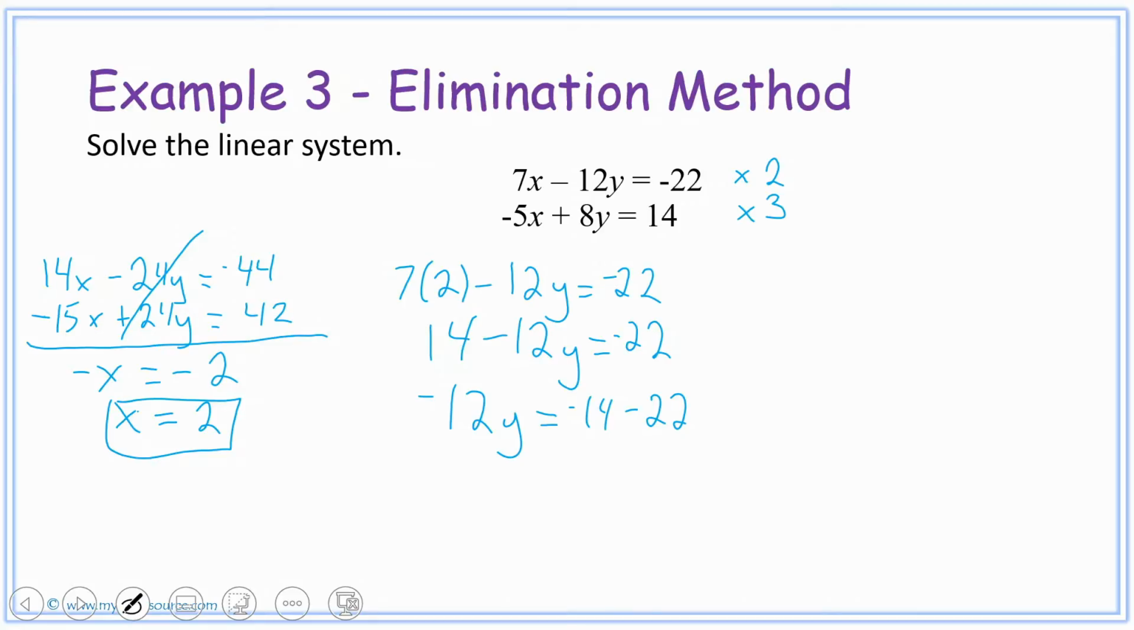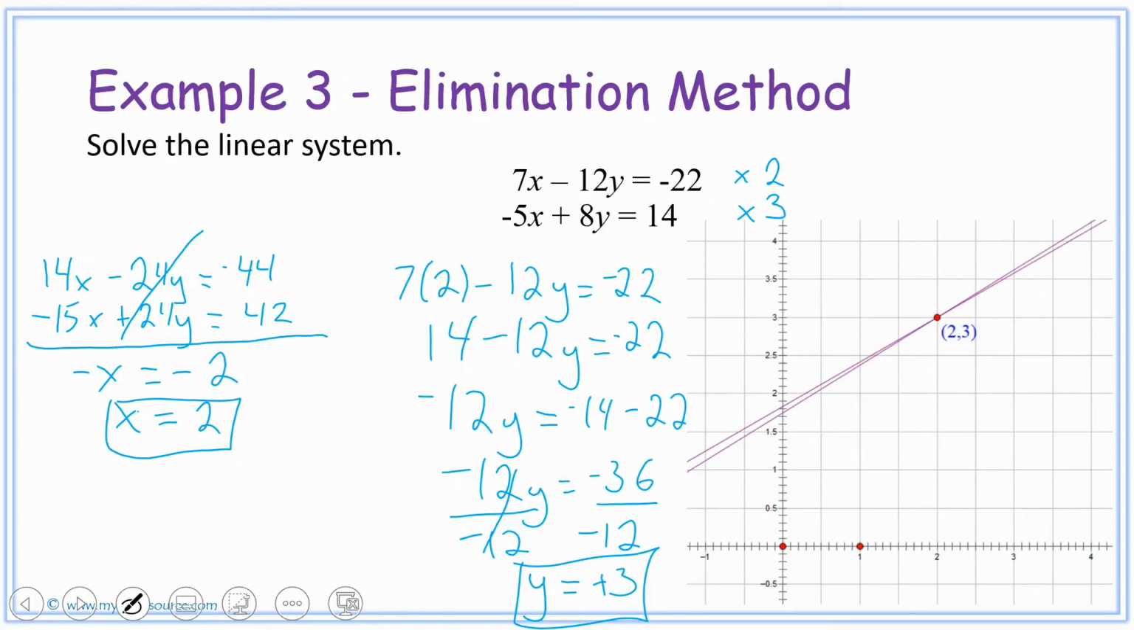And that's going to give us negative 36. So negative 12y is equal to negative 36. Dividing both sides by negative 12 is going to give us y equals positive 3, since a negative divided by a negative is positive. So we have positive 2 and positive 3 there.